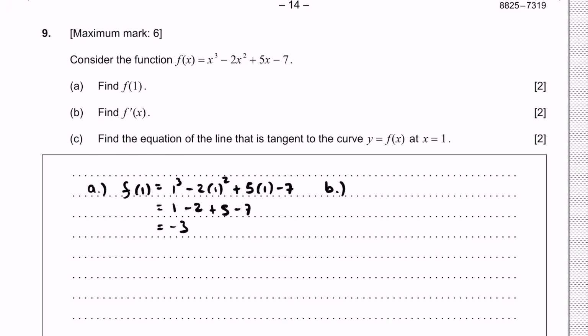Part B, we're asked to find f prime of x, or essentially the derivative of this f of x. So let's actually write out the function first. F of x is equal to x cubed minus 2x squared plus 5x minus 7. Remember in our formula booklet, if f of x, for example, is x raised to the power of n, how do we find the derivative? Take that exponent, multiply it out in front, becomes nx, and then of course it is reduced by 1. So let's do that and work through this term by term.